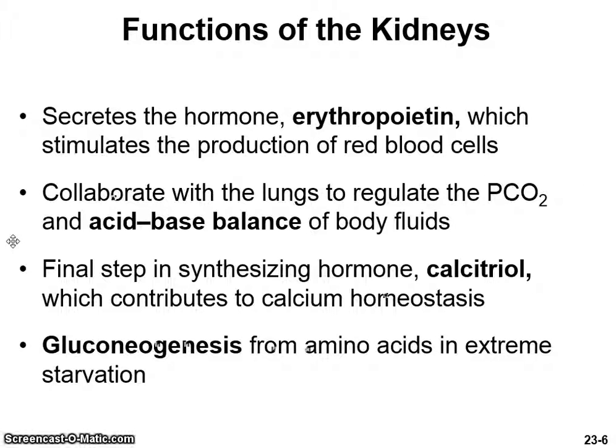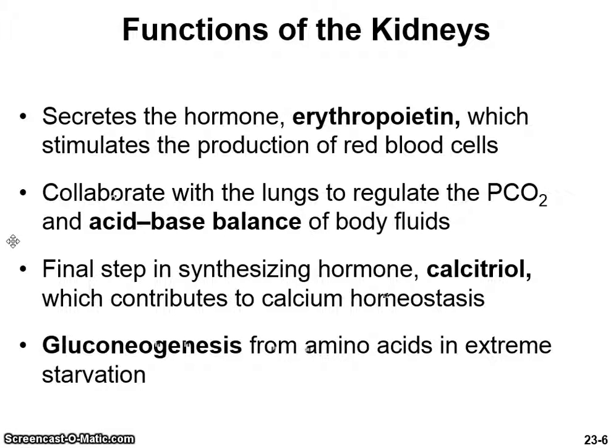Just like the liver and the spleen, the kidneys are constantly monitoring the blood flow. The heart gets 5 liters of blood per minute, and the kidneys get about a liter of blood per minute, so a large amount of blood goes through the kidneys. They collaborate with the lungs to regulate the PCO2 and acid-base balance of body fluids.